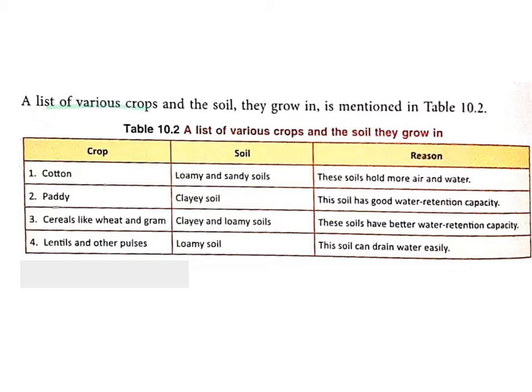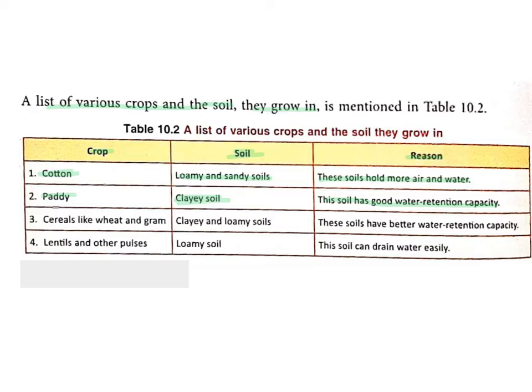Children, here is a list of various crops and the soil they grow in. The first crop is cotton. The soil which is required: loamy and sandy soils. Reason? These soils hold more air and water. The second crop is paddy. The soil required is clay soil. I hope you all can guess the reason. Yes, this soil has good water retention capacity, or you can say good water holding capacity.